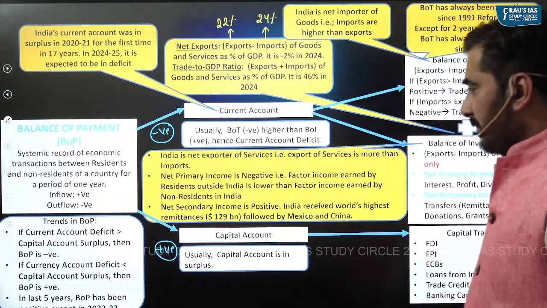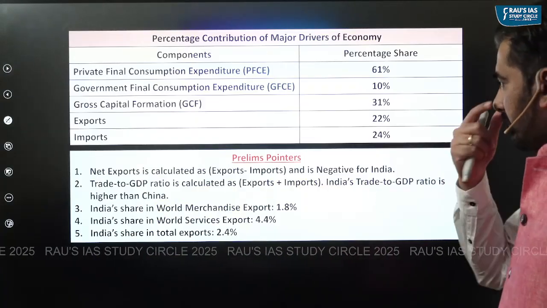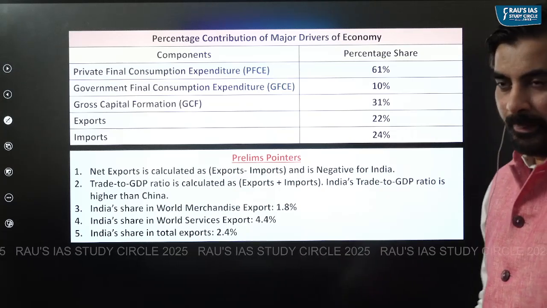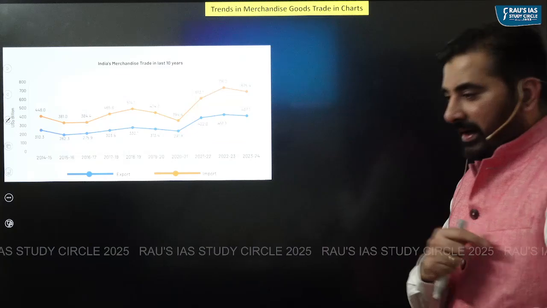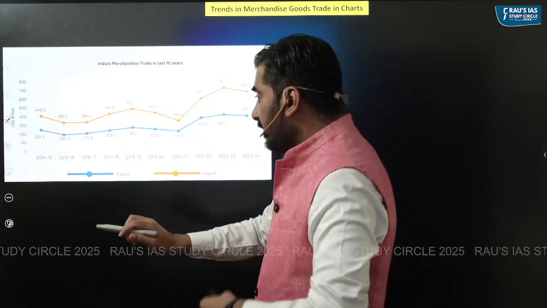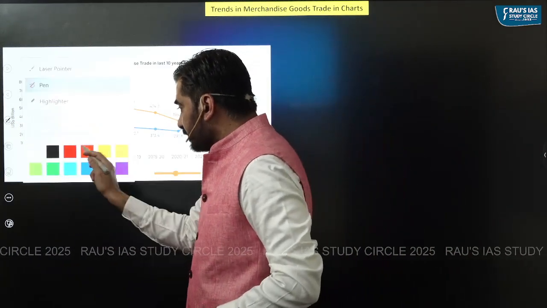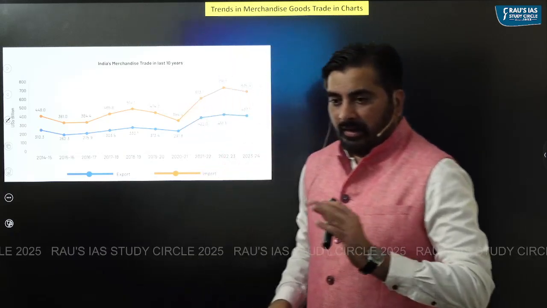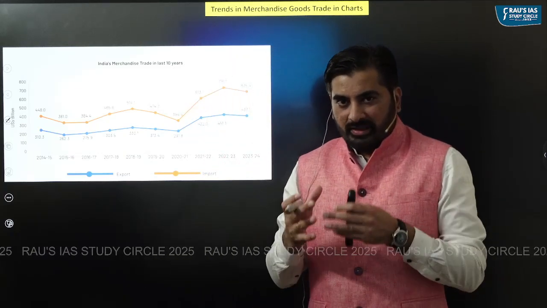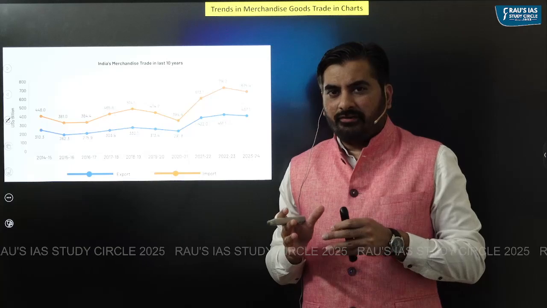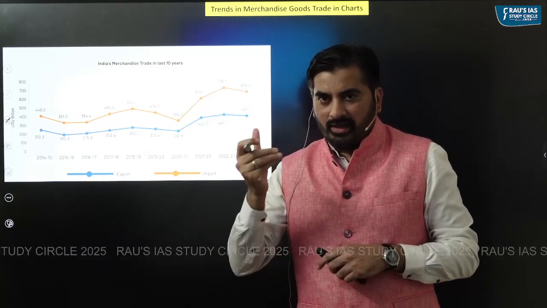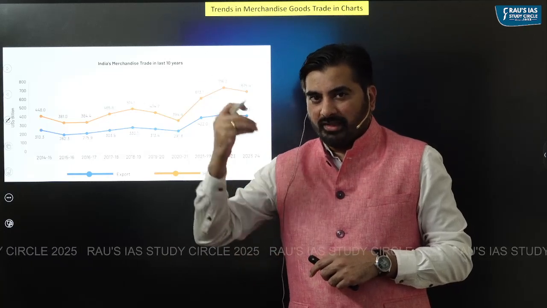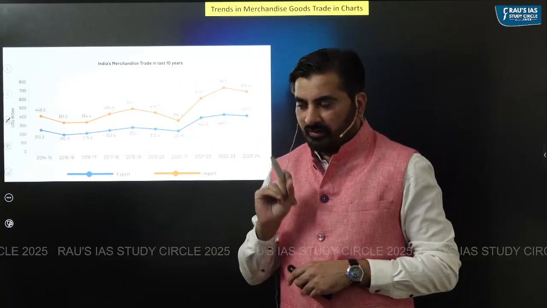Now let's take up. You can just look at the prelims pointers, right? You can go through this. Now let's look at the trends in merchandise goods through charts. Like I said, with respect to goods, merchandise goods, India generally faces a trade deficit. Trade deficit means India's import of goods is more than the export of goods, right?